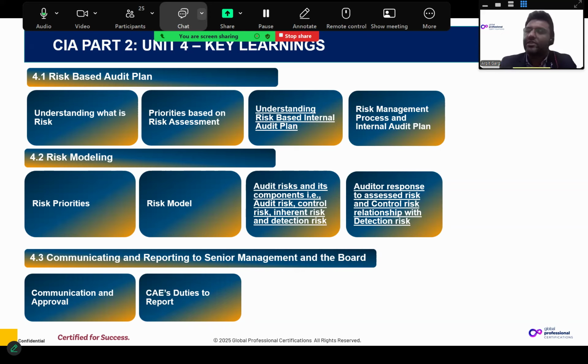If your control risk is low, what does it mean? What does the control risk being low mean? That the controls are working fine. Controls are effective. Good controls, right? Good controls are working effectively. There are fewer chances of errors.